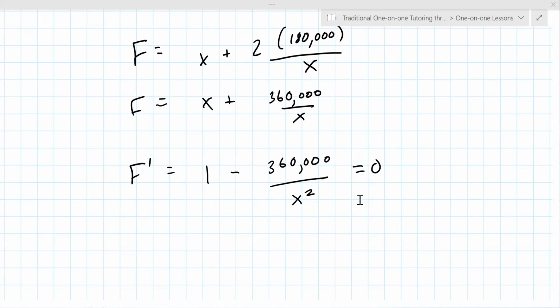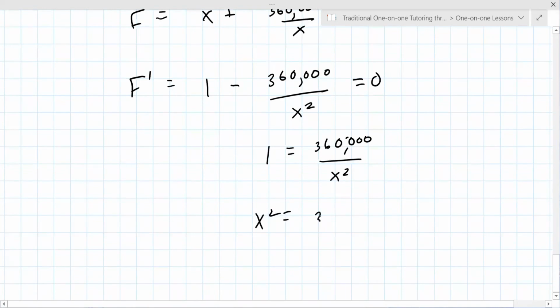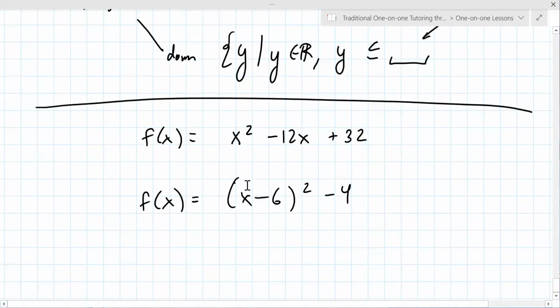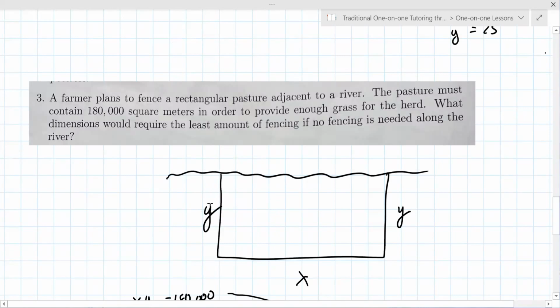So again, this is kind of like that first problem we did. You get 1 equals 360,000 over x squared. x squared equals 360,000, so x equals 600 when you do that. All right, so that's x. Okay, and we need y because we actually need to find the fencing for it.